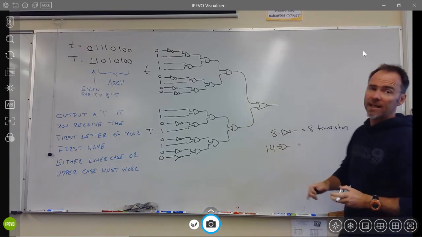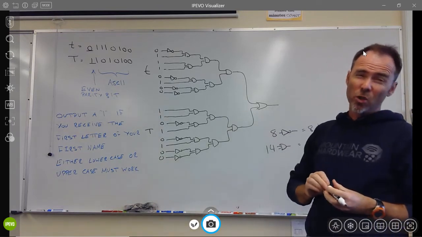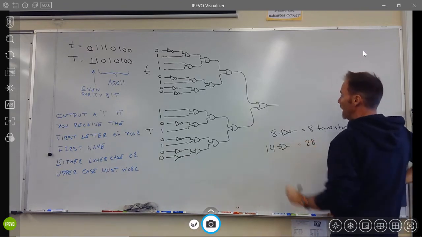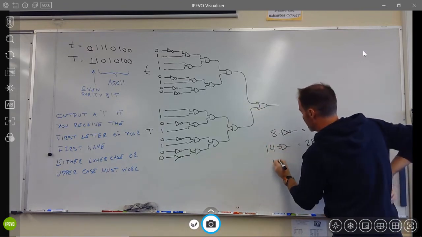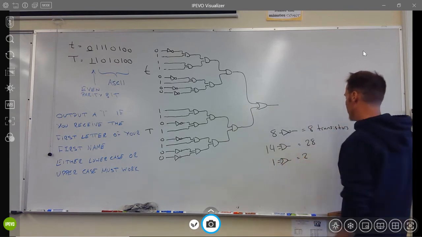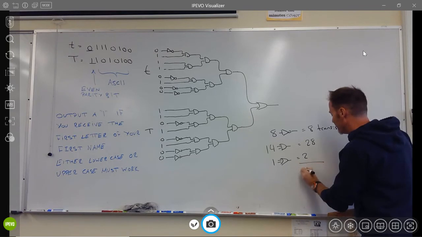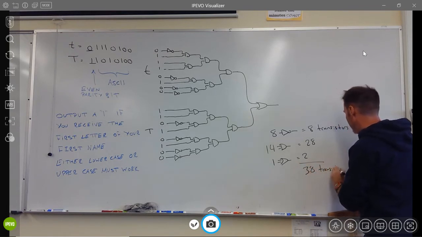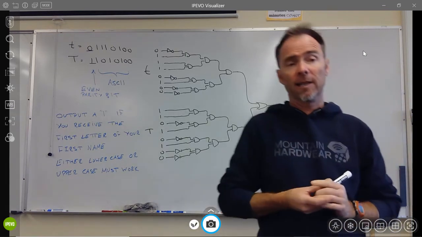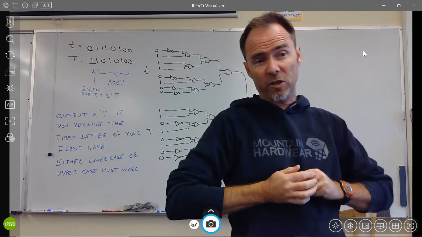And each AND gate, remember, is 2 transistors, so that would be 28 transistors. And then I have 1 OR gate. That would be 2 transistors. So totally, in this circuit, I have 38 transistors. So if I had 38 little transistors, I could build exactly this circuit.